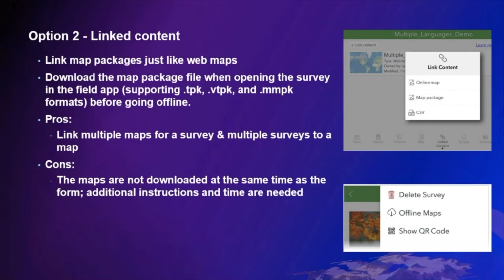Downloading linked content is well suited for a survey that needs multiple offline map areas, and this method also allows multiple surveys to be linked to one hosted map package. One consideration with this method is that since the maps will not be automatically downloaded with the survey, instructions to download the offline map will need to be provided to the person completing the survey.